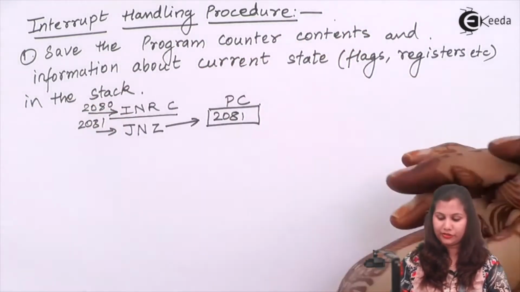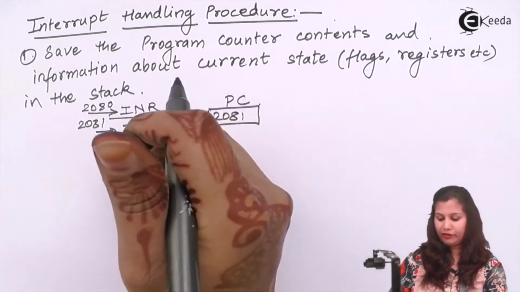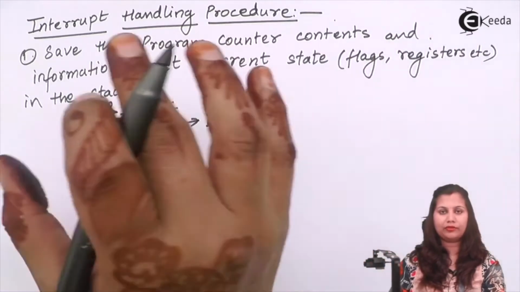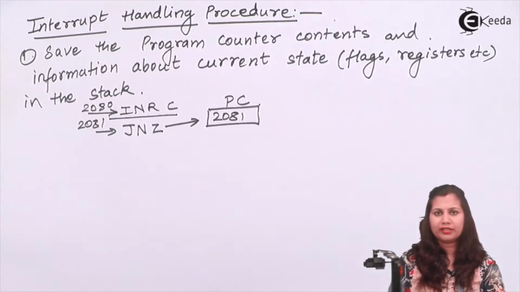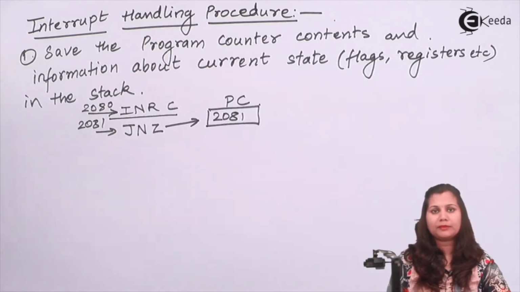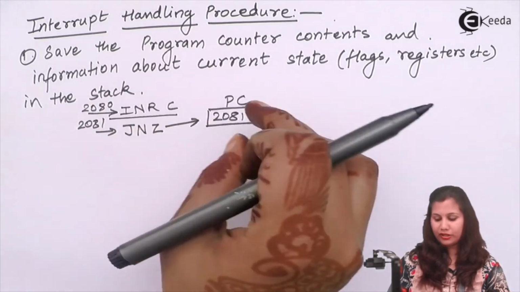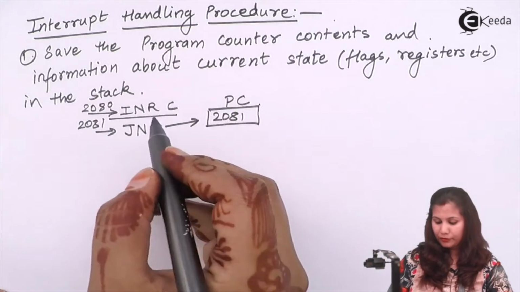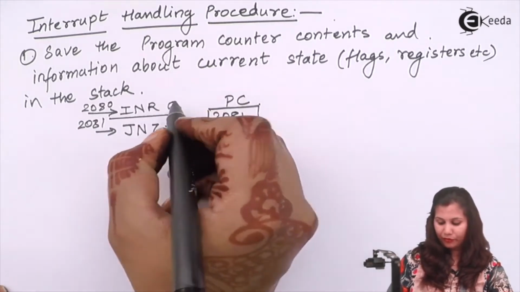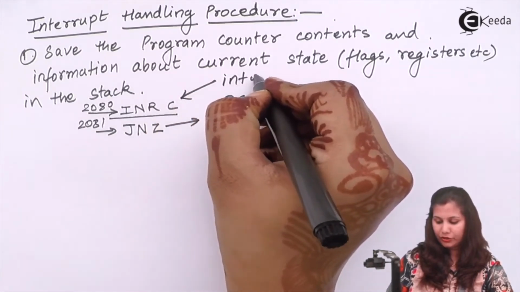Through this program counter, the microprocessor knows that the next instruction it has to execute is written at this memory location. So when an interrupt is given to the 8085, it was executing some program, or some function or operation was being performed by the microprocessor at that time. The address of the next instruction has already been stored in the program counter. So suppose at this JNZ or at INRC, the interrupt signal is given to the 8085.